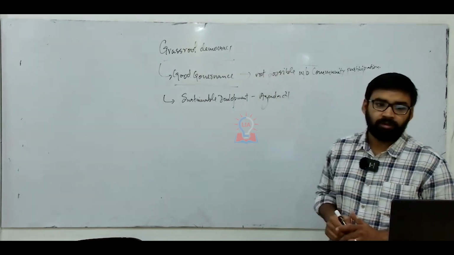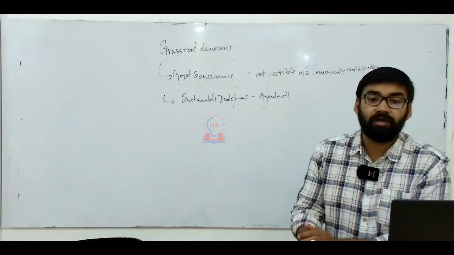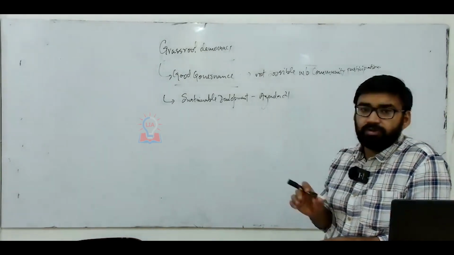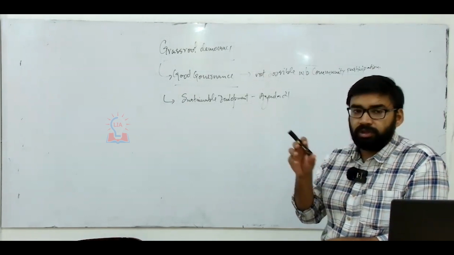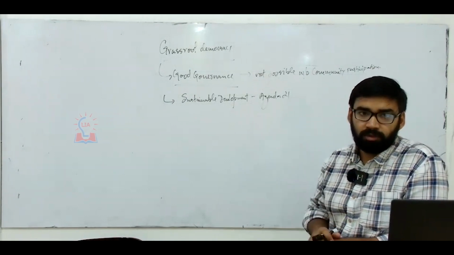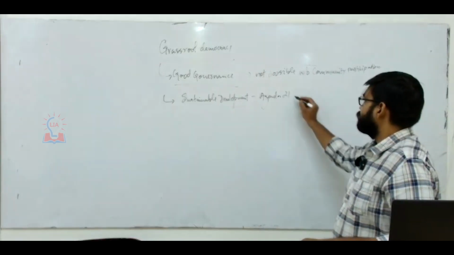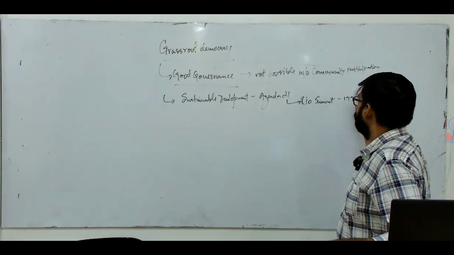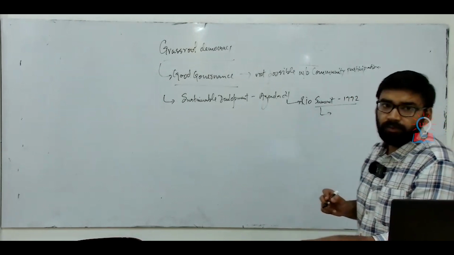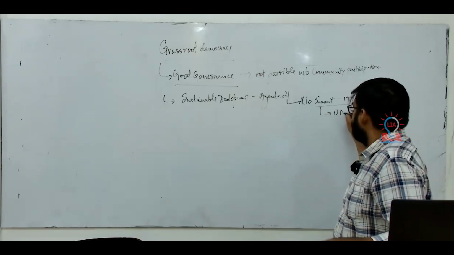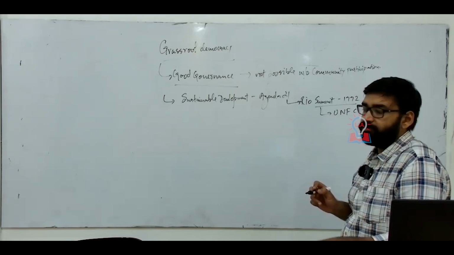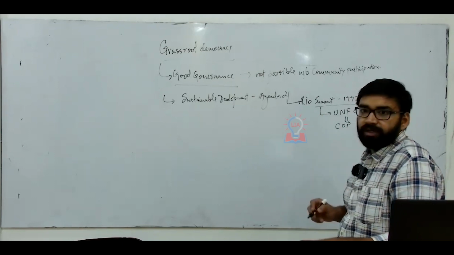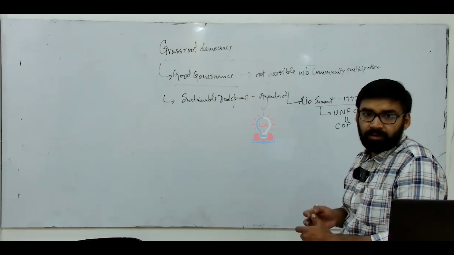Agenda 21 was adopted at the Rio Summit in 1992. Agenda of the 21st century. Clear? In this Agenda 21 also, they said that there is a necessity for community development. What is the most important outcome of the Rio Summit 1992? UNFCCC, United Nations Framework Convention on Climate Change. And after that only COP started, Conference of Parties. This year also there is a COP. Clear?